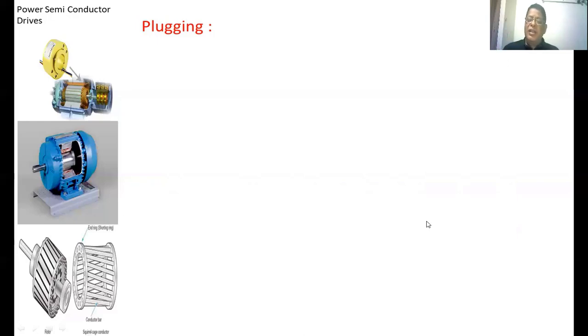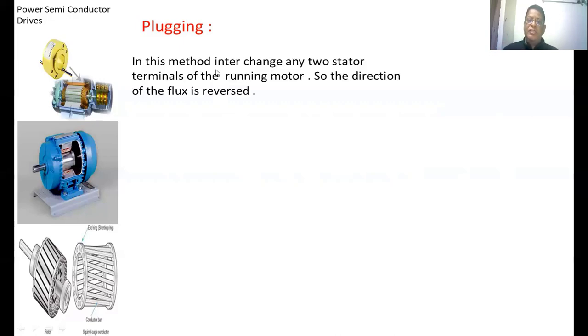This method is nothing but plugging. Now, what is meant by phase sequence? Phase sequence is the sequence in which the phases reach the positive maximum value. In this method, interchange any two terminals of a running motor.